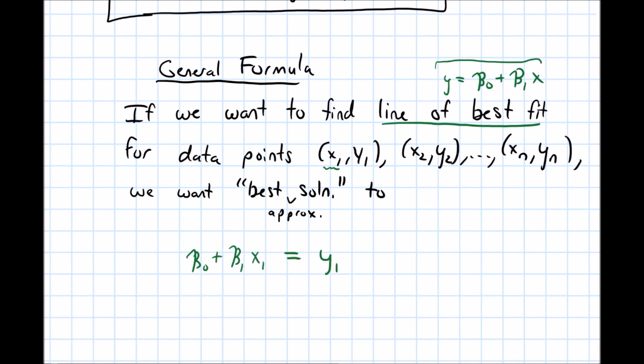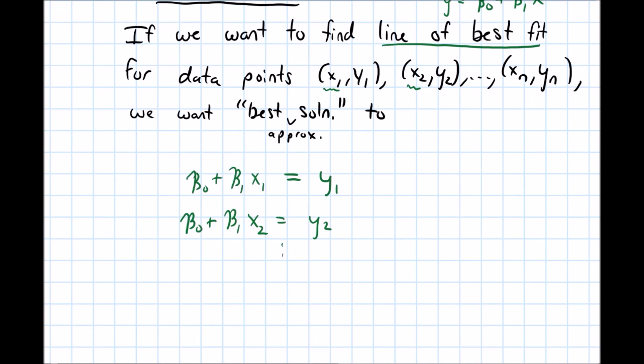In the same way, if I plug in x2 into my best fit equation, we'd get beta naught plus beta 1 times x2. Ideally, we'd like that to be equal to y2. And if we keep going like this, plugging in xn, we'd get beta naught plus beta 1 xn, and we'd like that to be equal to yn. So we're trying to find a best approximate solution to this system of equations.